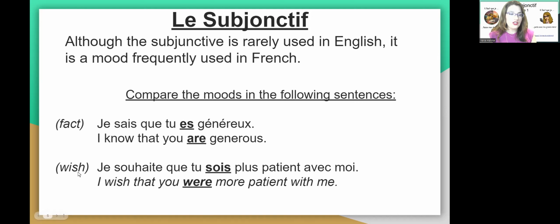Compare it to the wish. Je souhaite, I wish, que tu sois plus patient avec moi. I wish that you were more patient with me. So tu sois is the verb to be still, but instead of saying être, tu es, which is the present indicative, we use this present of the subjunctive of être. So you see the difference? Just as in English, I know that you are generous. I wish that you were. Je sais que tu es. Je souhaite que tu sois.